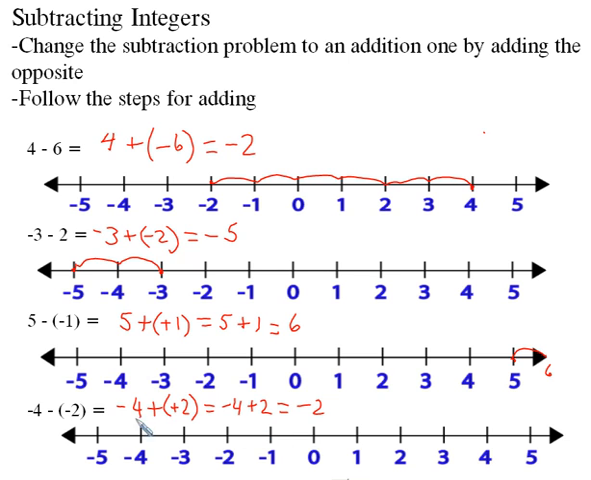And to check and see that makes sense, we've got negative 4 plus 2, 1, 2. And we're done.